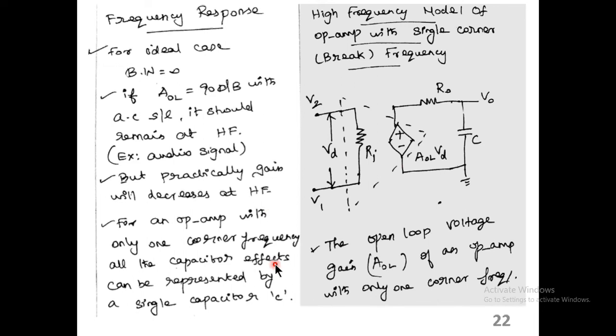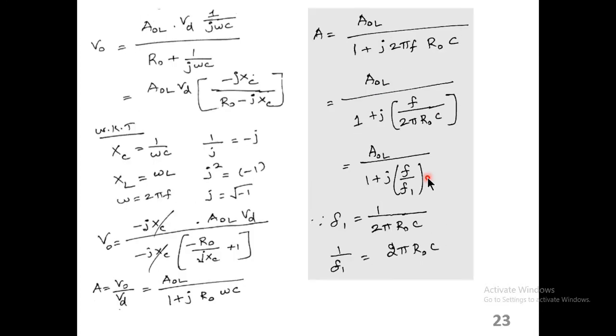For an amplifier with only one corner frequency, all the capacitor effects can be represented by a single capacitor, capital C. This is a high frequency model for an op-amp with a single corner frequency. This is an amplifier model, and by using that model we are doing the analysis. The output voltage is equal to AOL, the open loop gain, times the differential voltage times minus jXC divided by R0 minus jXC. These are the basic approximations regarding this analysis.